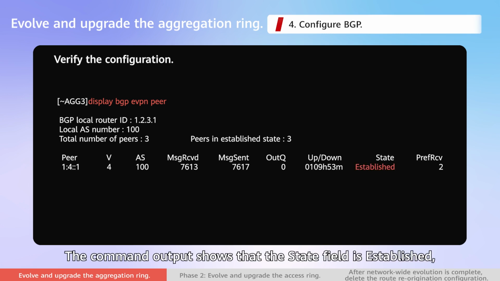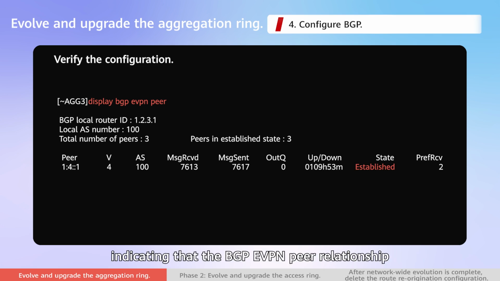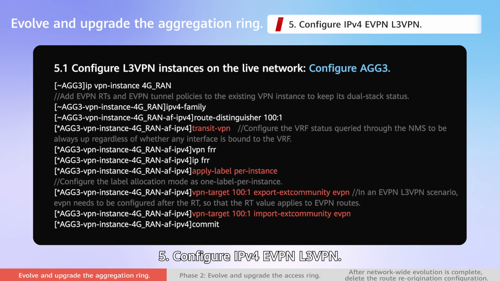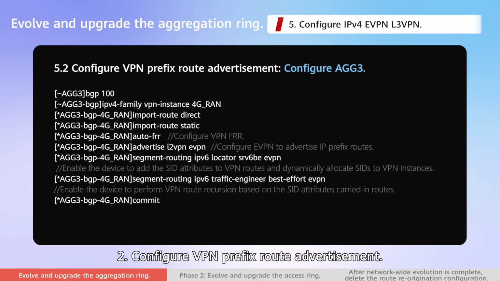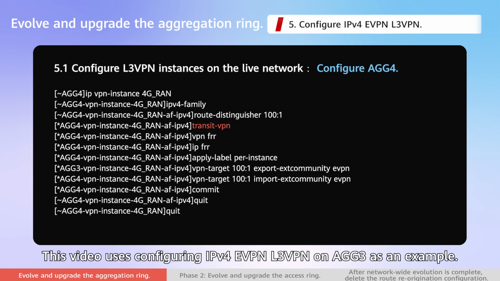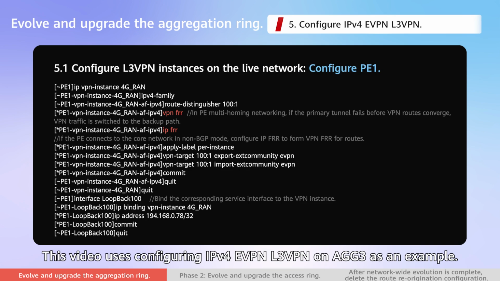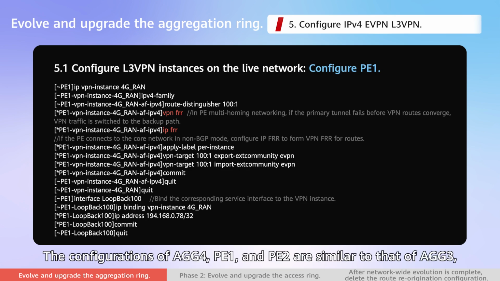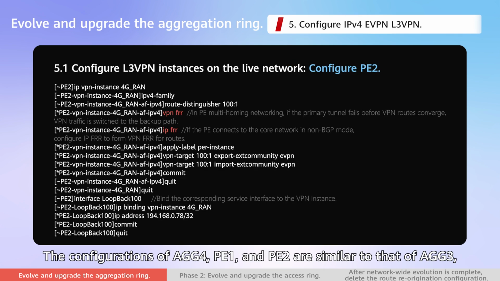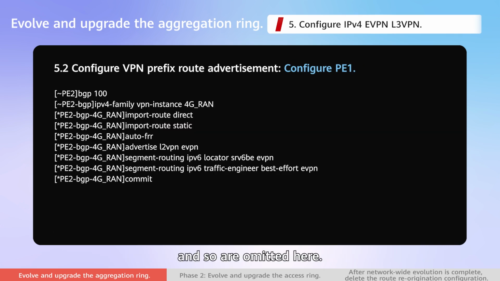The command output shows that the state field is Established, indicating that the BGP EVPN peer relationship between AGG3 and RR1 has been established. Fifth, configure IPv4 EVPN L3VPN. The configuration procedure is as follows. First, configure L3VPN instances on the live network. Second, configure VPN prefix route advertisement. This video uses IPv4 EVPN L3VPN on AGG3 as an example. The configurations of AGG4, P1, and P2 are similar to that of AGG3, and so are omitted here.